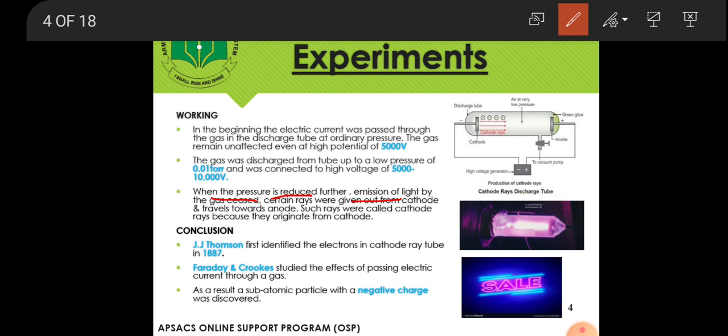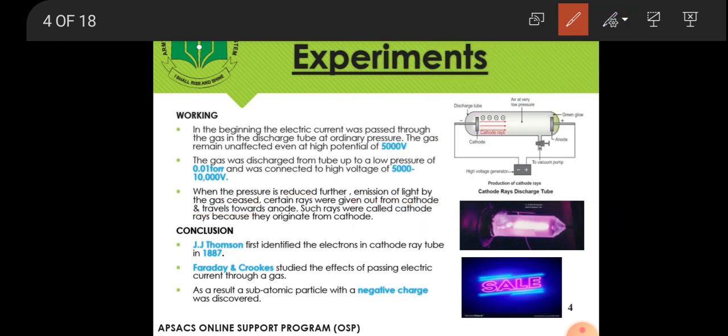Now, when the pressure was further reduced, no light was seen, but certain rays were observed, and these rays are known as cathode rays. These rays originated from the cathode and they travel towards the anode. That is why these rays are known as cathode rays, because they originated from the cathode. And this discharge tube is also known as a cathode ray tube. It is also known as a gas discharge tube because the electric discharge, the passage of electricity, takes place through the gas in this tube. It is also known as the electric discharge tube because the electricity is passed through a gas in this tube.